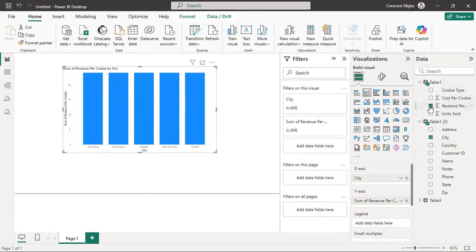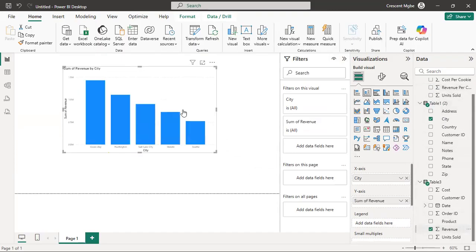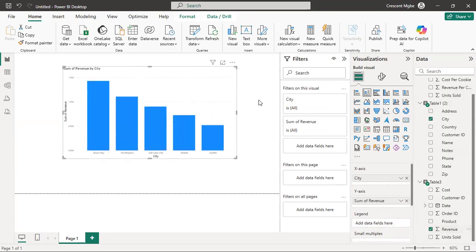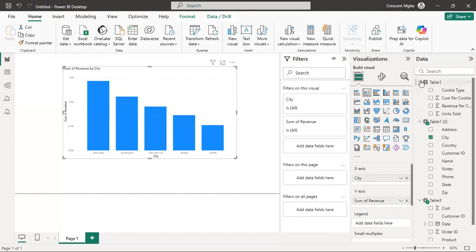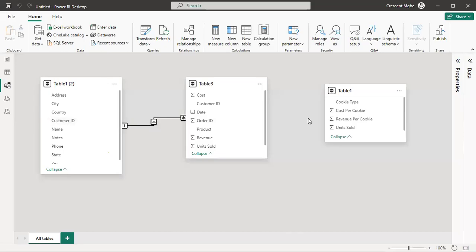But now let's try table 3. Let's remove this revenue here and put this revenue here. You can see that's giving us something meaningful. We can now see that this city gave us the highest revenue and this city gave us the lowest revenue. Do you see what happened? The reason is that table 1 is not connected to the transactional table. These two tables are already connected, that's why this works. Because these two are not connected, we couldn't get any results.